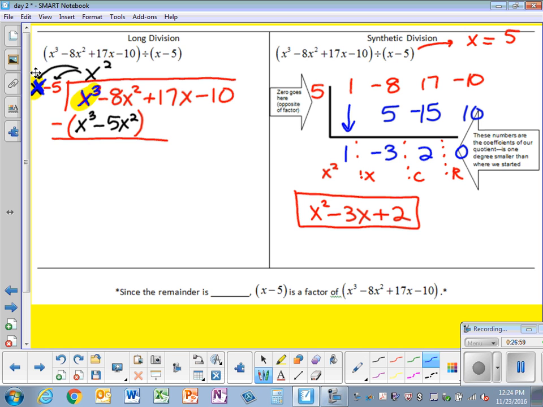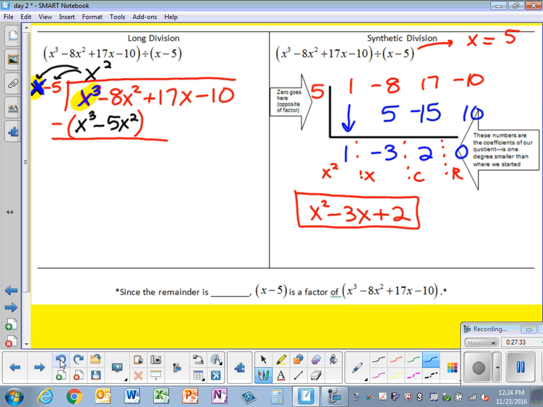X cubed minus x cubed gives me what? 0. That first term should always go away. Now I have negative 8x squared minus a negative 5x squared. So minus minus gives me a plus. Negative 8 plus 5 gives me negative 3x squared. Does that make sense? You could always distribute the negative if you want to.